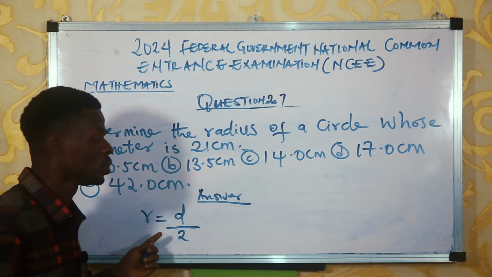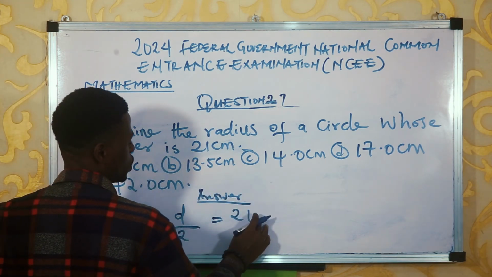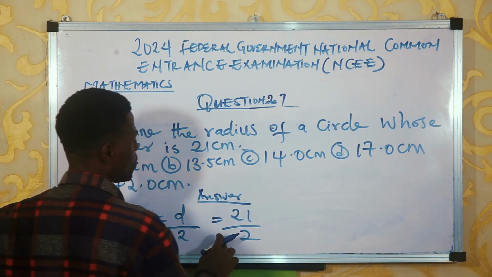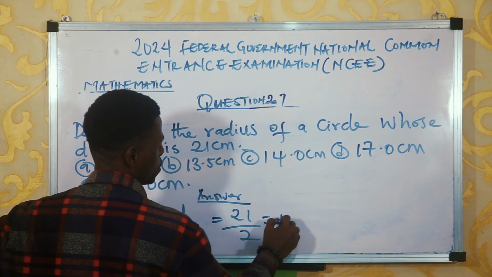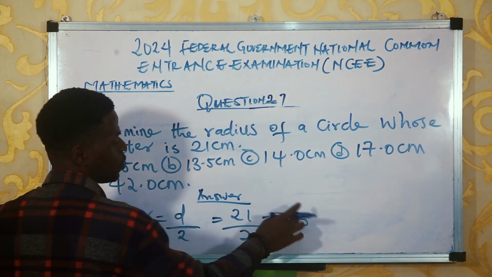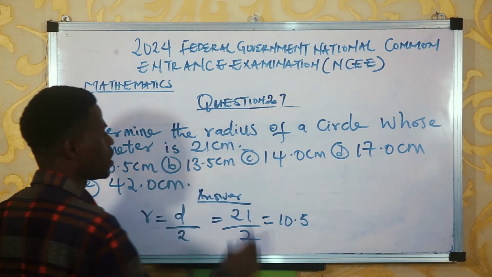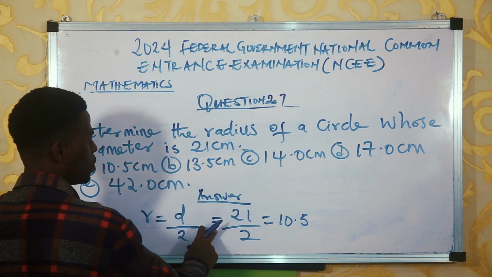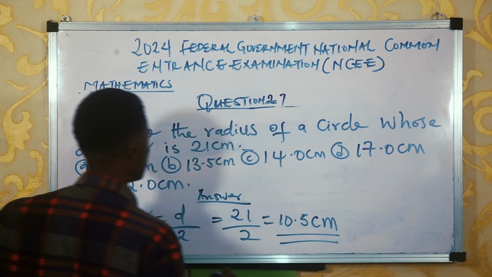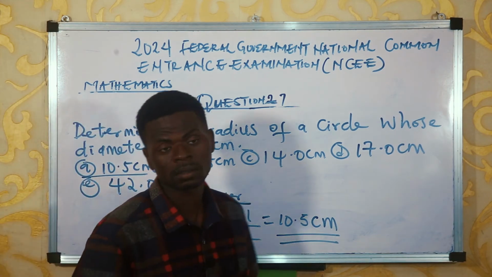Radius is half the diameter. So in this case, since our diameter here is 21, we're going to divide it by 2. 21 divided by 2 will give us 10.5, because 10.5 is still the same as 10 and a half. So 10.5 plus 10.5 will give us 21. So our answer is 10.5 centimeter, option A. Thank you.